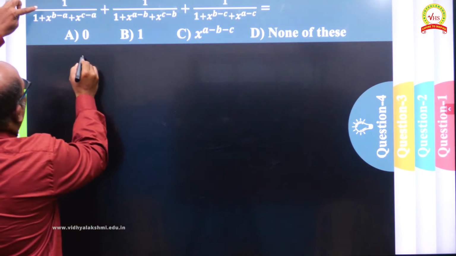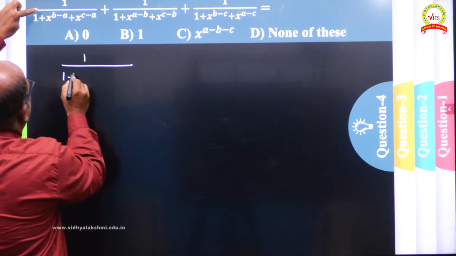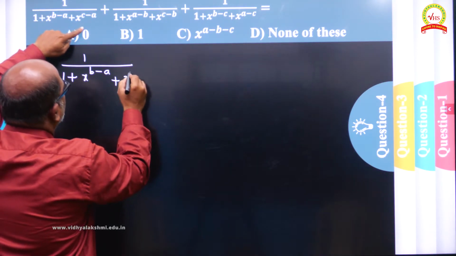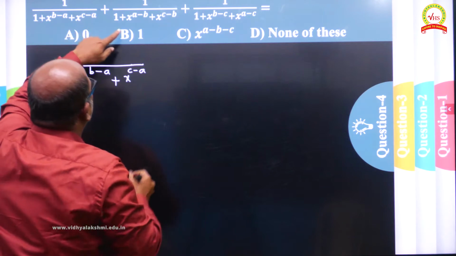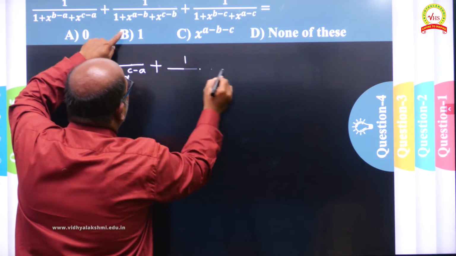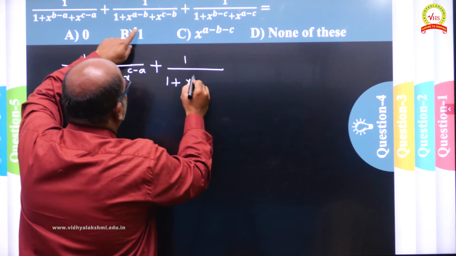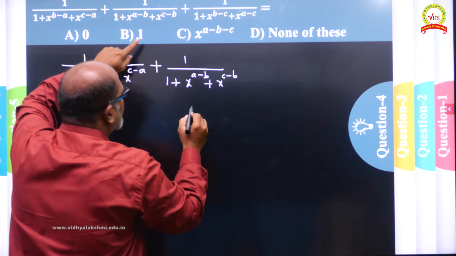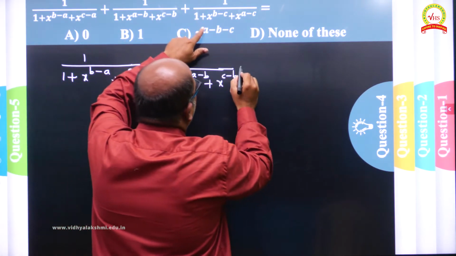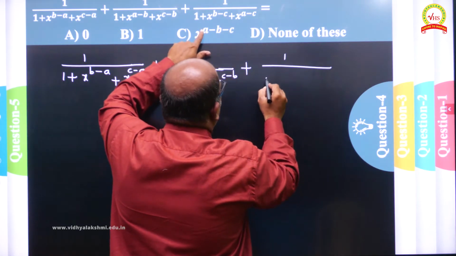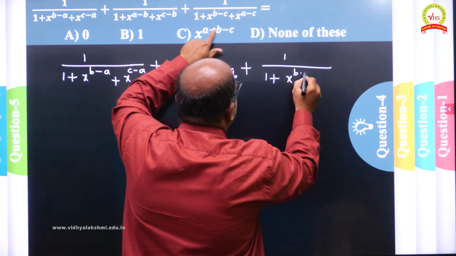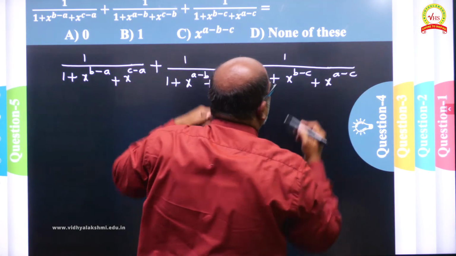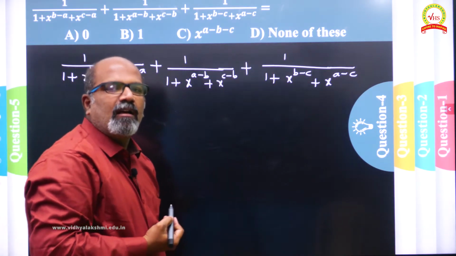Just you can see that 1 divided by, we are having 1 plus x to the power of b minus a plus x to the power of c minus a. Okay, followed by the second term, 1 by 1 plus x to the power of a minus b plus x to the power of c minus b. Now the third term we are having is plus 1 by 1 plus x to the power of b minus c plus x to the power of a minus c. Yes, it's very important to take down the question without any mistake.